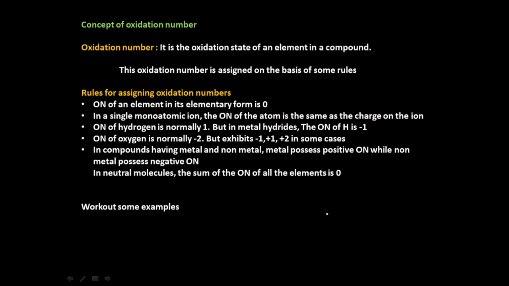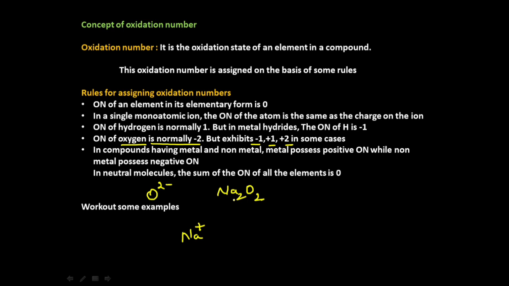The next is: the oxidation number of oxygen is normally -2. That is the reason a single oxygen will possess 2- charge, but it will exhibit -1, +1 and +2 in some cases. For example, take a very simple example, sodium peroxide, Na2O2. In this case, sodium is a highly electropositive element. We are familiar that Na exists as Na+.